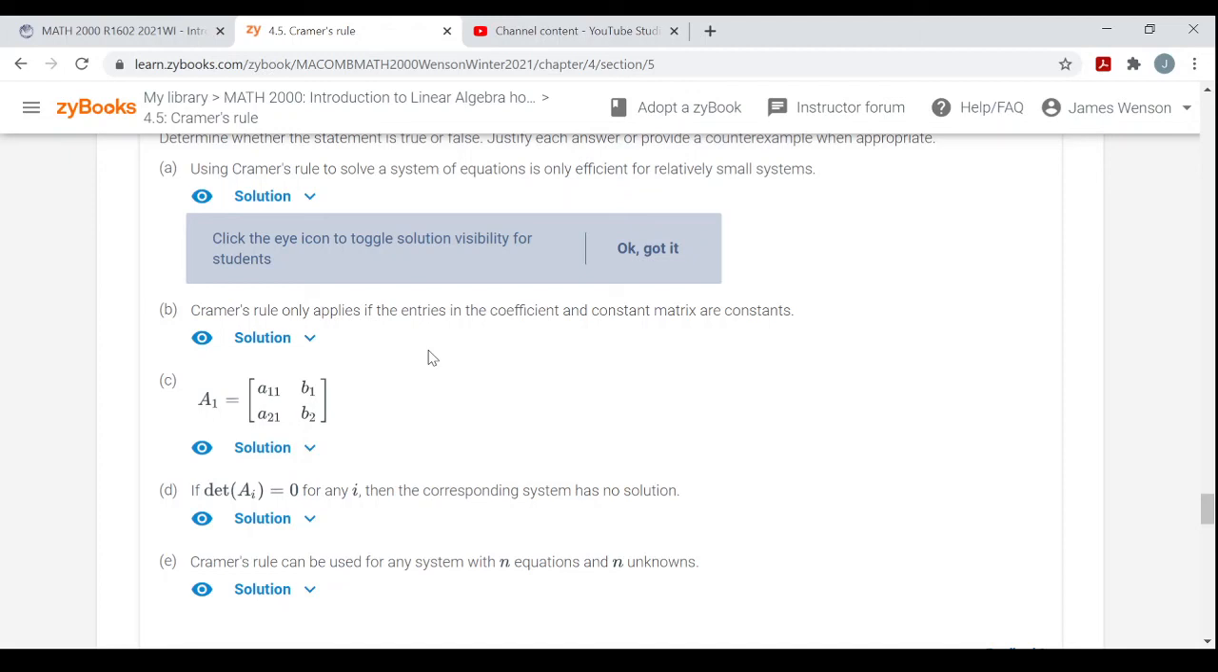So that's it for section 4.5, and that's it for chapter 4 as well, the chapter on determinants. So hopefully this video helps guide you through section 4.5 when you work on it on your own.